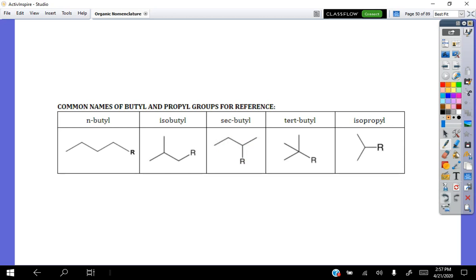And then we have a tertiary butyl group where it's still 1, 2, 3, 4 carbons, but we're attached to 1 carbon, and the 3 remaining carbons are branching off of that carbon. We also have the isopropyl group, which is very similar to isobutyl, except it's 3 carbons, and we're attached at the second carbon.